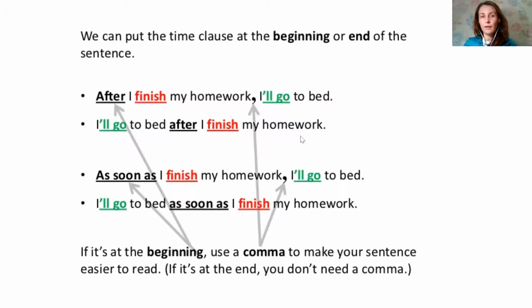If it comes second, like it takes second position, like I'll go to bed after I finish my homework, so no commas. And please remember about the tense. Present simple in the time clause, future simple in the main clause.